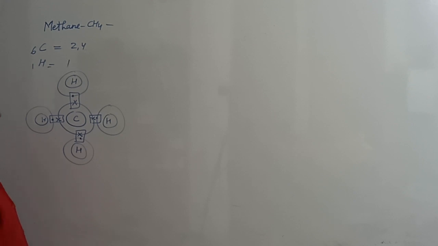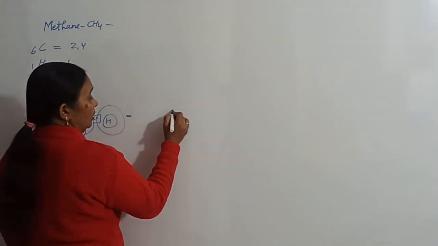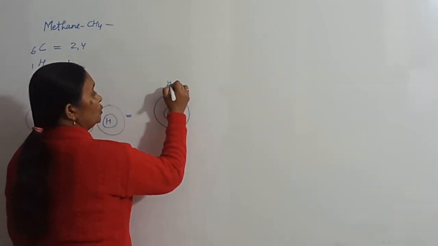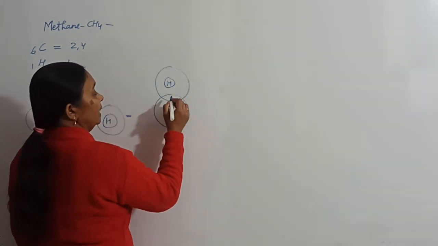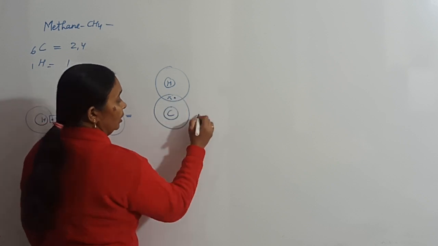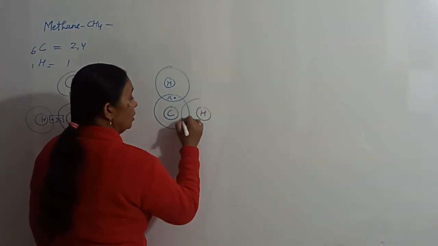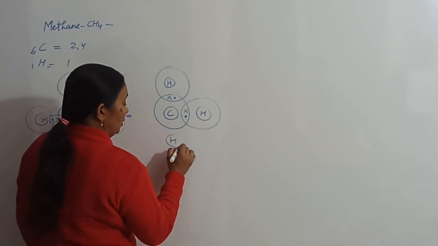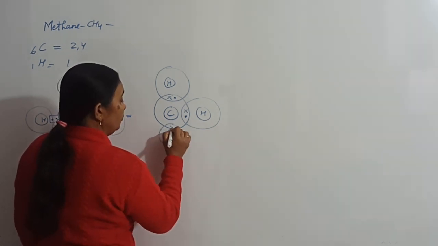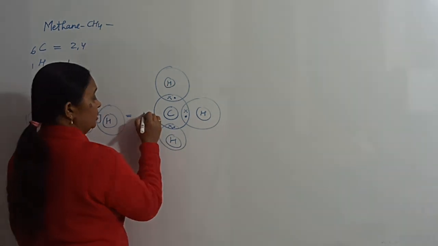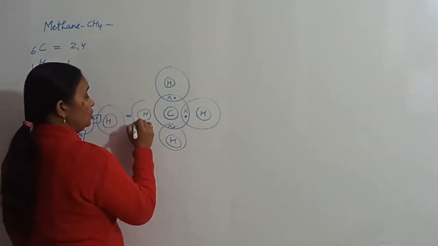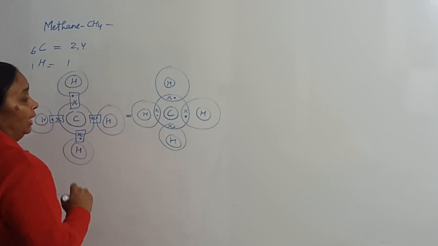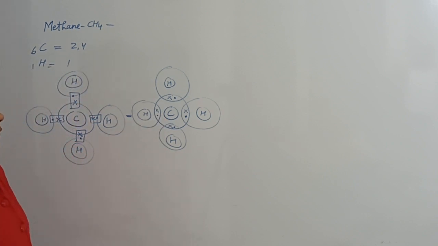So we can show it like this: carbon atom, outermost shell, hydrogen atom, outermost shell, there is sharing of one electron. Another hydrogen, 1 electron shared. Third hydrogen, sharing of 1 electron between two elements. Fourth hydrogen, sharing of 1 electron. So like this, sharing of electrons takes place and the methane molecule is formed.